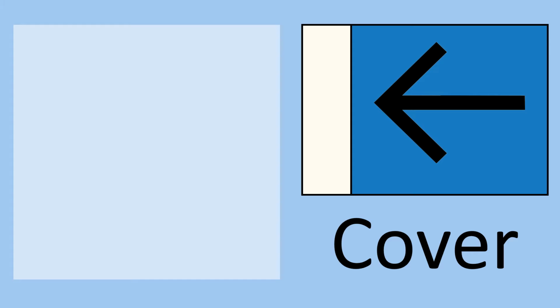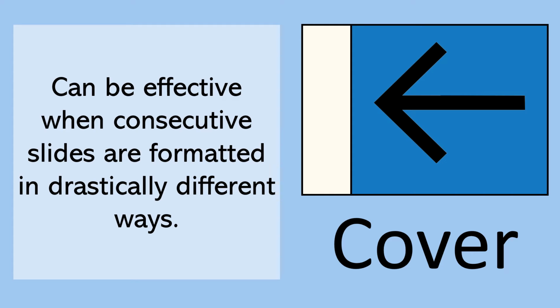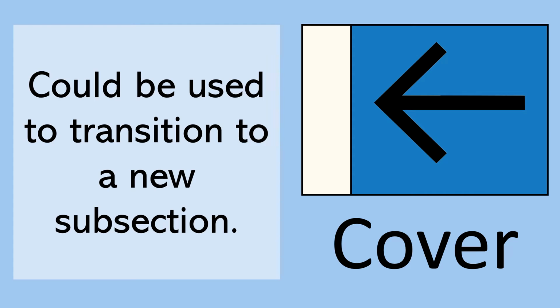Next, we're going to look at the cover transition. This can be effective when consecutive slides are formatted in drastically different ways or have different colors around the borders. These differences can make a smoother transition like the push seem a little less organic because of the sharp contrast. So when you uncover or cover the slide, that makes it a little smoother. This can be particularly effective when you're moving from one subsection to another subsection, especially if you've color-coded each of the subsections.